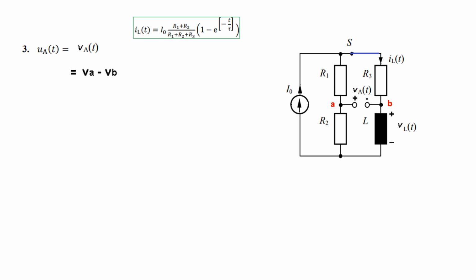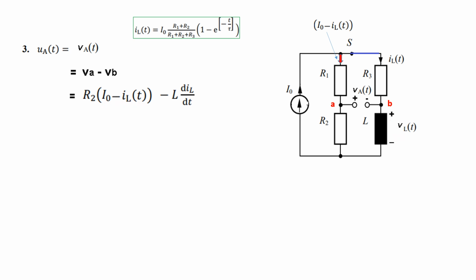VA we can find by the voltage division rule from here, or by current. Now what is the current? Very important in this branch. This is the total current. This current we know is I_L(t). Therefore the current through here will be I0 minus I_L(t). And this current, I0 minus I_L(t), multiplied by R2 will give VA. So VA is R2 multiplied by the current in that branch.